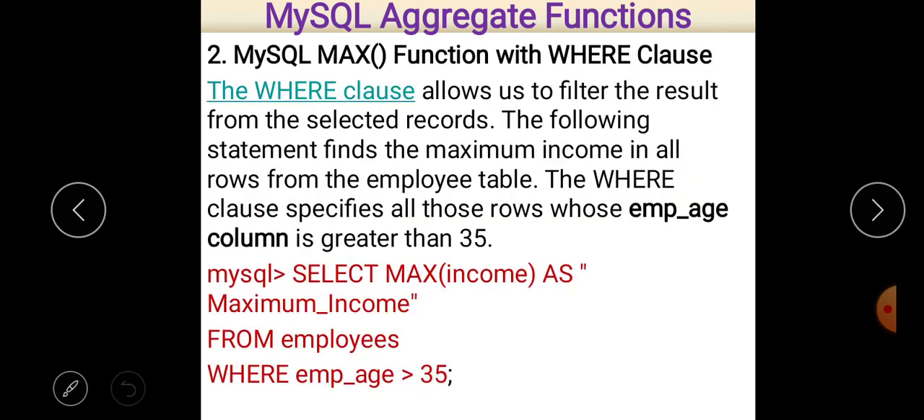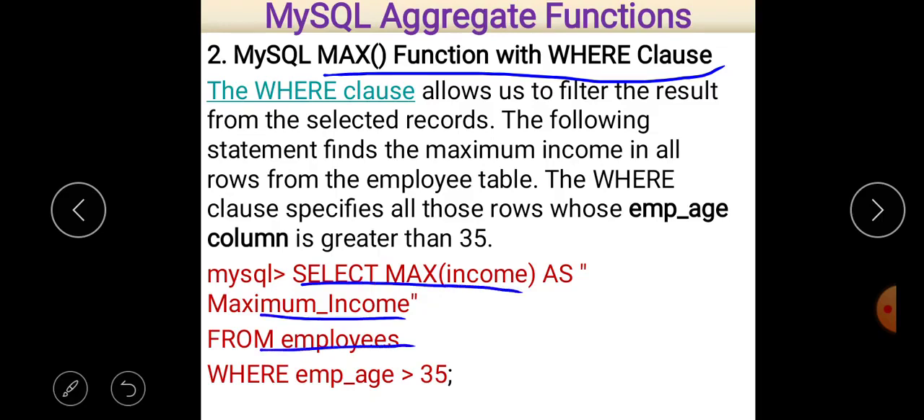Then the max function with where clause. Here we can easily see that the where clause is there. As we know, the where clause is basically used to retrieve records on the basis of a certain condition. Actually all things are the same as mentioned in the previous case, but here one condition is used, and that condition is where employee age is greater than 35. So we have to find the maximum income where employee age is greater than 35. That condition is specified with the where clause.